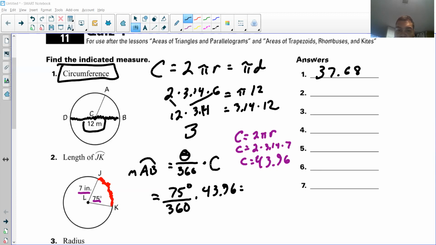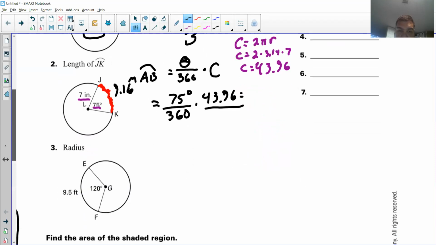And I think you should get, well, again, we're going to do 2 decimal points. So 9.16. Technically it rounds to 9.16. If you put 9.5, I'm not going to take points off. Okay. But to properly round, it should be 9.16. So that's how long this little piece is, 9.16. While the whole thing overall is 43.96. So the whole circle is 43.96. This little piece is 9.16. Okay. I'll keep it up there.